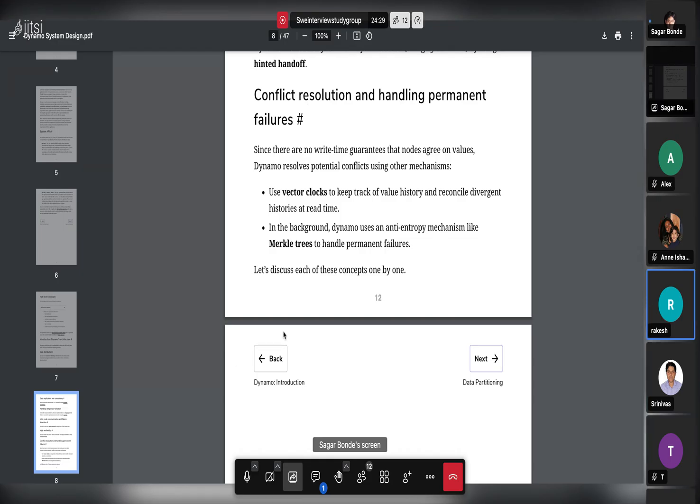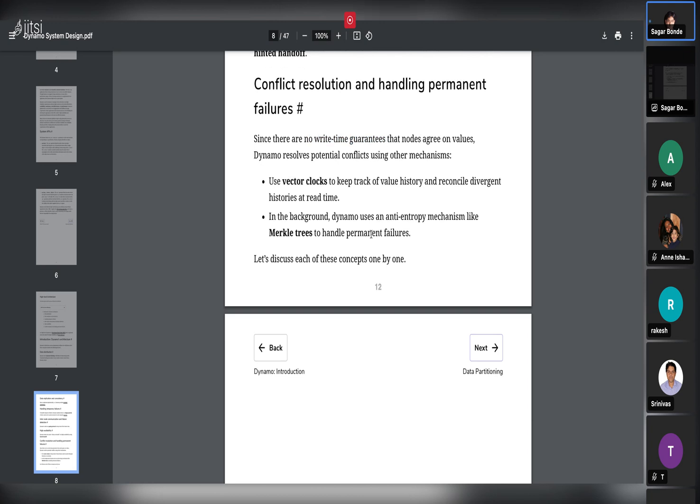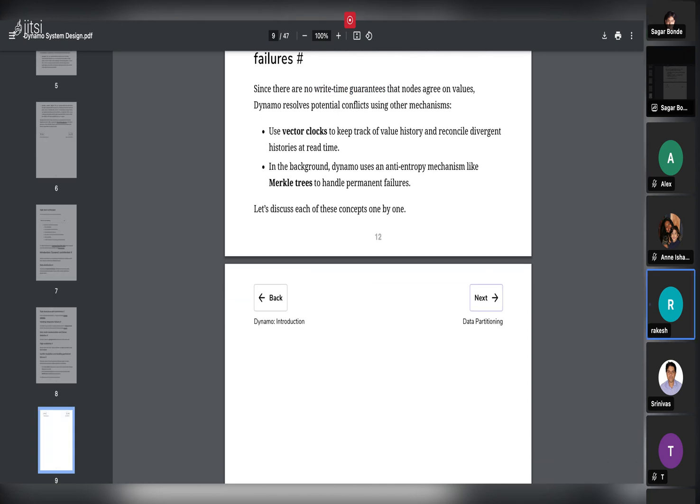Okay. And I think once we complete the Dynamo architecture, we should also discuss the write-time guarantee. I think this is something which makes the write scalable, and the databases which use it are basically scalable for write operations. So let's make a note about the write-time guarantee and discuss it later. Okay.